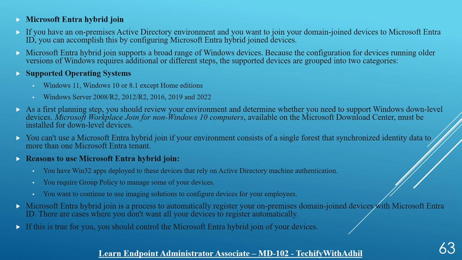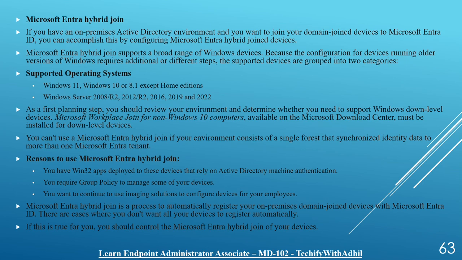Microsoft Entra Hybrid Join. If you have an on-premises Active Directory environment and you want to join your domain-joined devices to Microsoft Entra ID, you can accomplish this by configuring Microsoft Entra Hybrid Join devices. For example, I have my Windows 11 Pro or Enterprise device that's already connected to my ADDS, and I want this device also to be connected to Entra ID. Then I go for this solution called Microsoft Entra Hybrid Join devices.